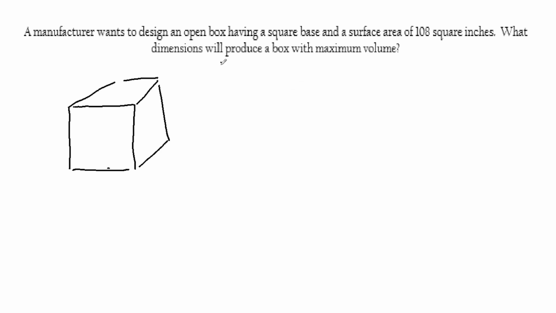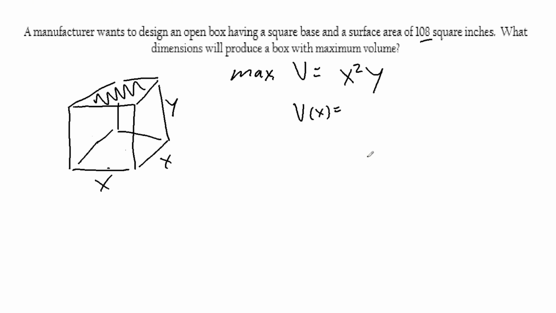So in this case, we're maximizing the volume, right? So we're maximizing, we'll call it V. And the equation for V in this case, if we want to mark up this picture, so we know it's a square base, so x by x, and we'll call this the height y. So the equation for volume is base times height, so x squared y. Now we have to simplify our equation here to only have one variable. So let's get rid of y.